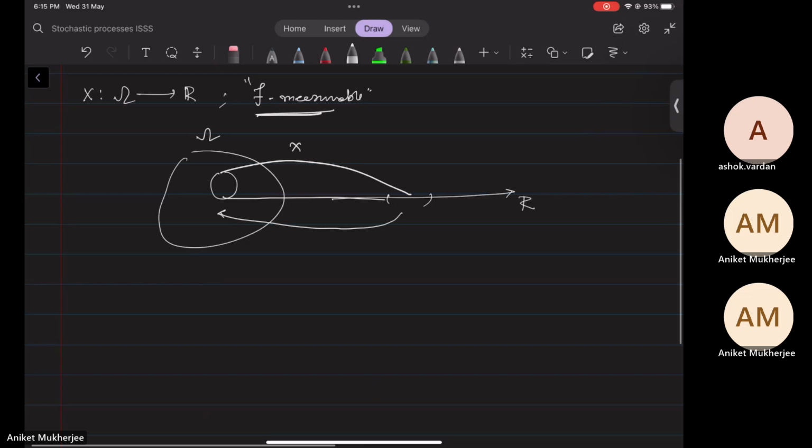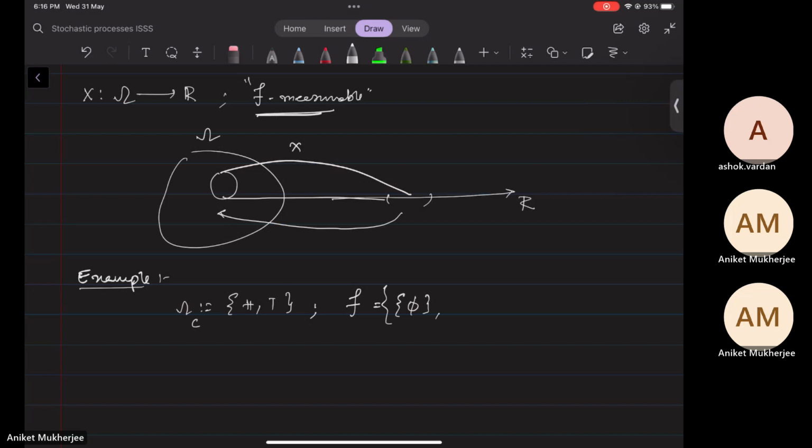Okay, so let me give one example. Suppose you're tossing a coin, and your sample space is head and tail, and you have made the event space as the null set, omega, H, T. This is your event space. And the probability measure is half, half, with half probability weighted on each.